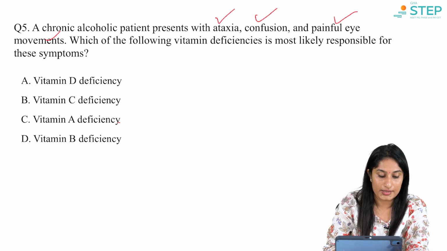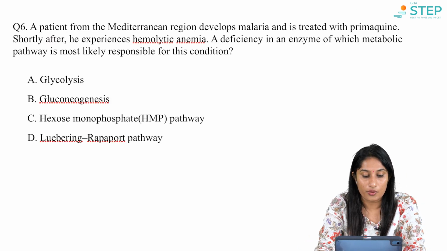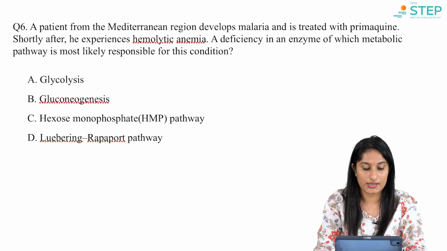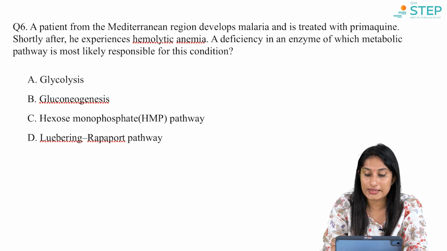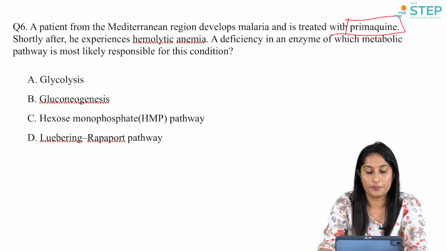Okay, so yes, that's the correct answer. Now, let's go on to the case number 6, or question number 6. A patient from the Mediterranean region develops malaria and is treated with an anti-malarial drug. Now, what is the name of the anti-malarial drug? It is called primaquine.